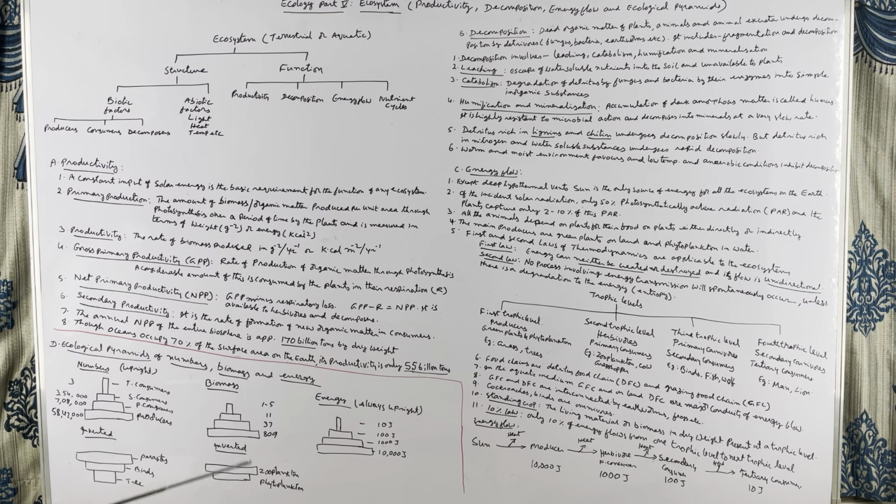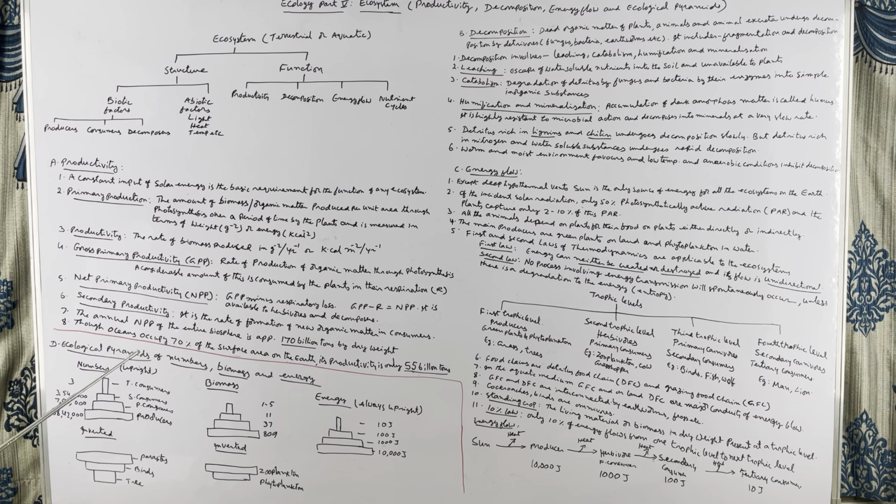Then secondary productivity. It is the rate of formation of new organic matter in the consumers. So the primary consumers, what do they do? They eat the plants or the biomass present in the plants and convert that biomass into biomass of the animals. This is known as secondary productivity. So in the case of secondary productivity, the biomass is converted into new organic matter in the consumers.